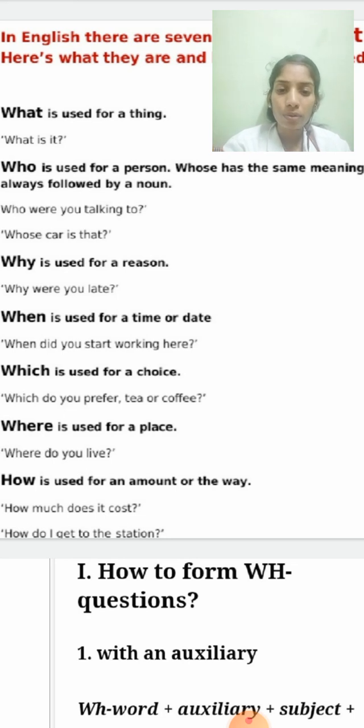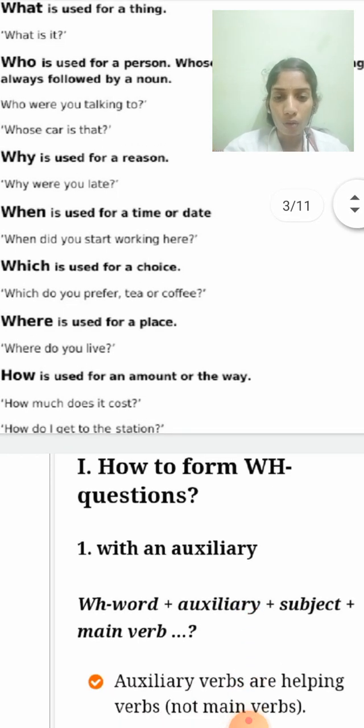So when is used for a time or date. When did you start working here? Which is used for a choice. So which do you prefer, tea or coffee? Like that we can say. Where is used for a place. Where do you live? So it represents the place.